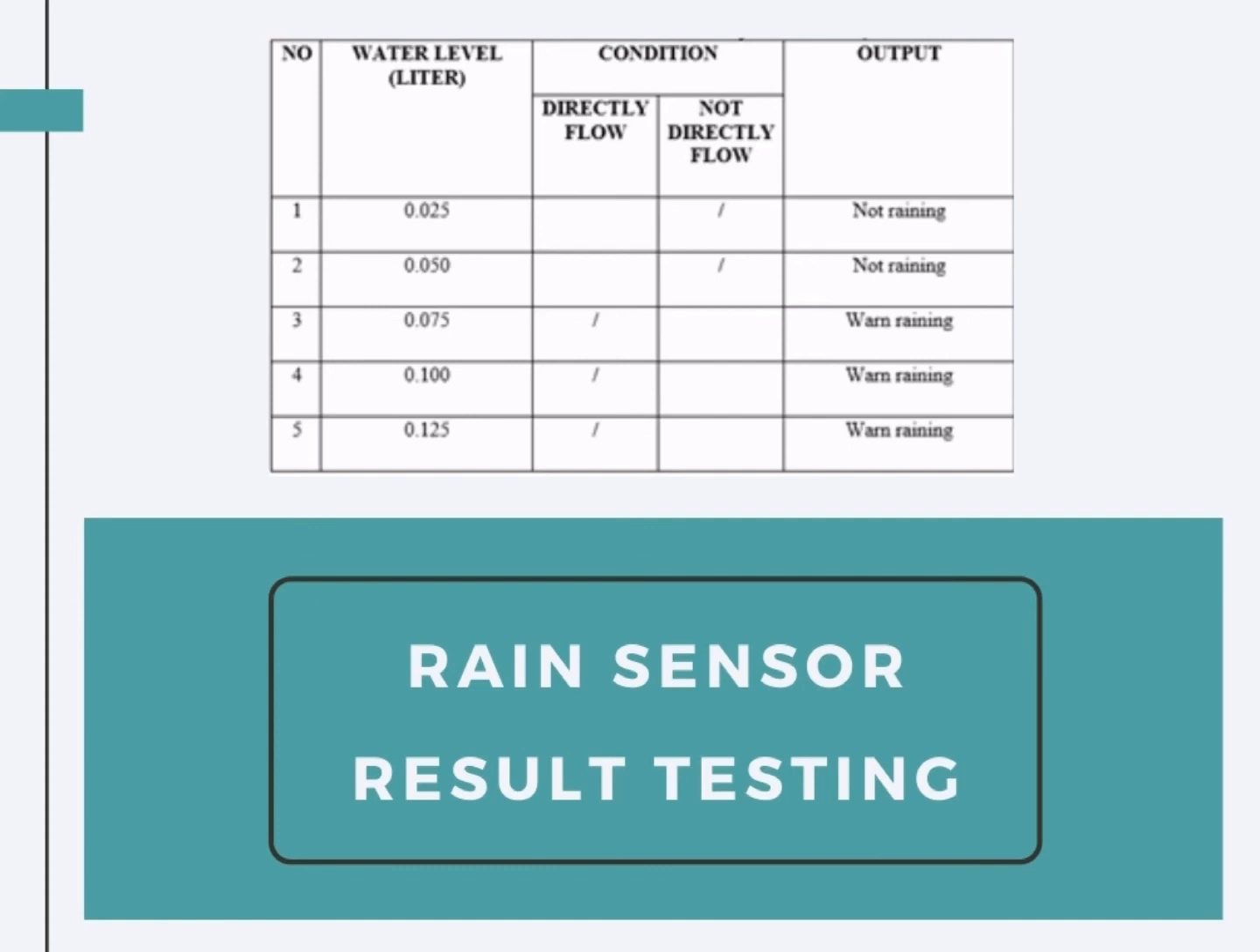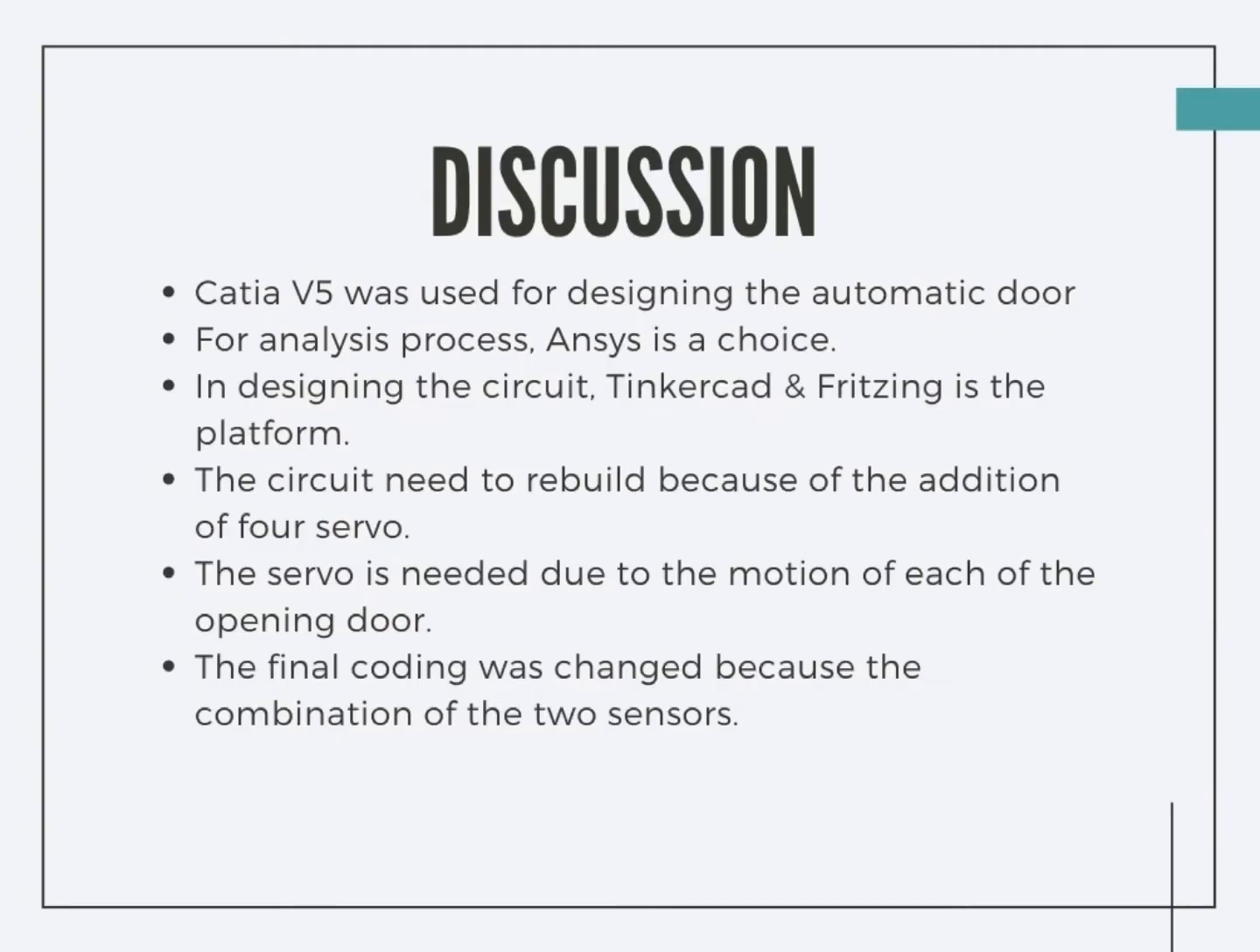As you can see, at water level 0.025 liter, I do not flow the water directly onto the sensor, so the output is not raining. While for water level 0.075, I directly flow the water onto the sensor and the output is 1, raining. So for the discussion, the circuit needs to be rebuilt because of the addition of the force servo.